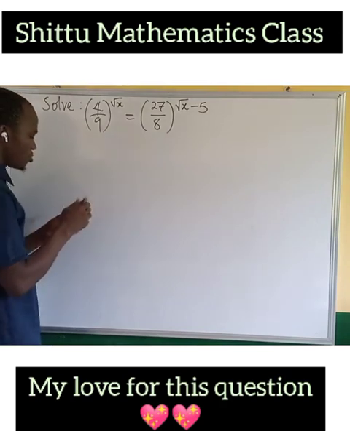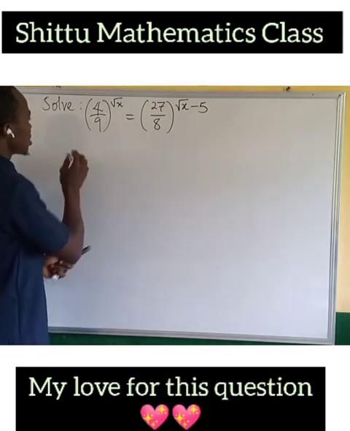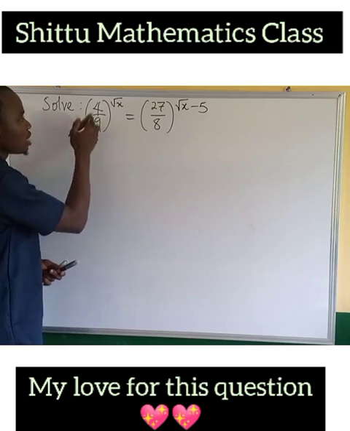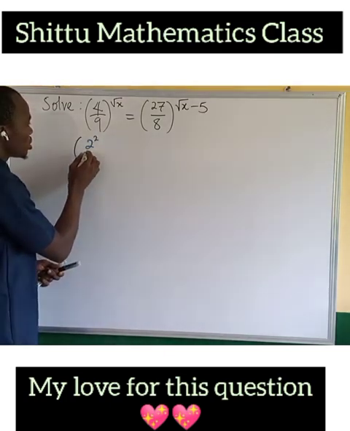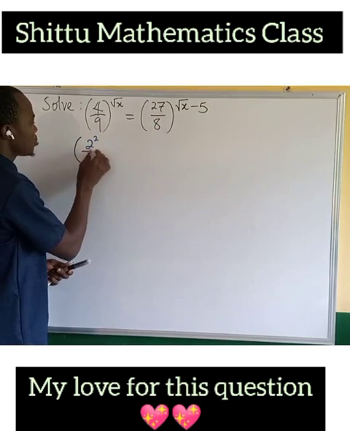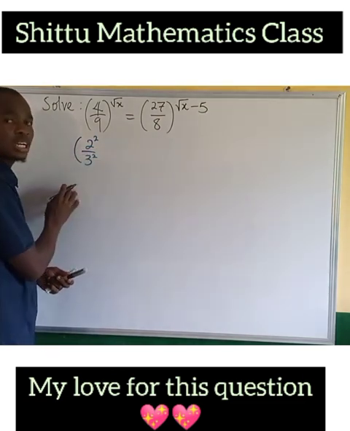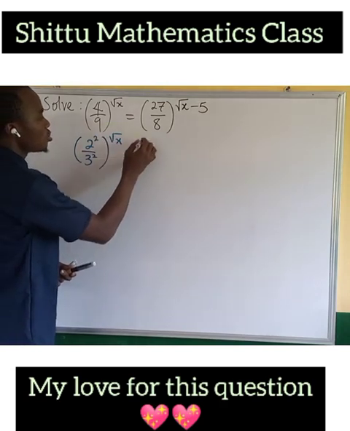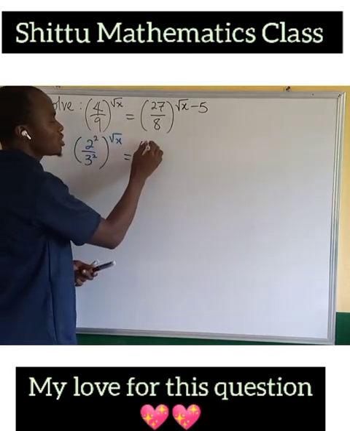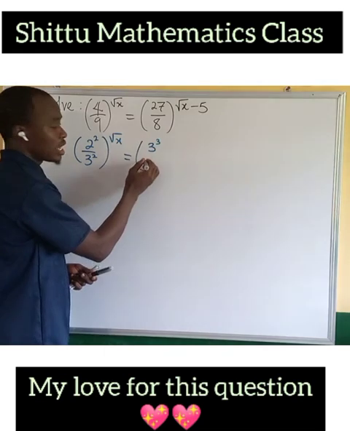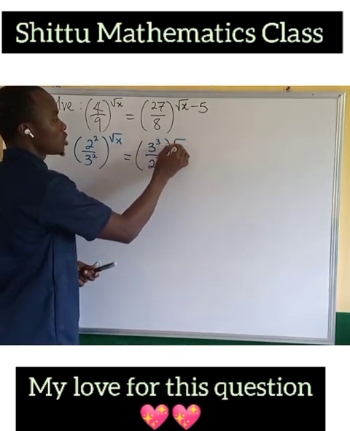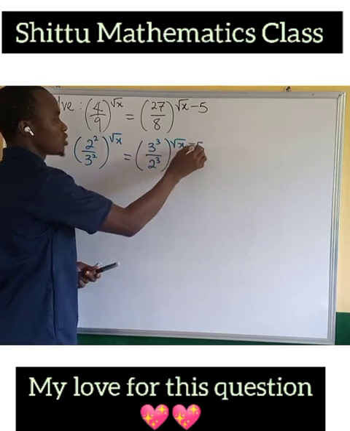We are going to have 2 to the power 2 for the 4, and 3 to the power 2 for the 9, then to the power root x. And also from here, we can have this to be 3 to the power 3, and this to be 2 to the power 3, to the power root x minus 5.